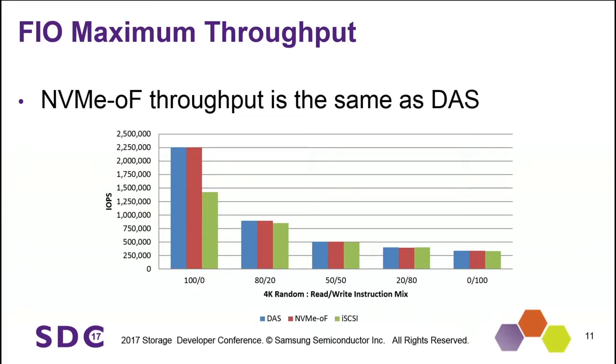And it's not for just one point case. We ran a whole bunch of use cases from 100% read to 100% write with every mix in between. And we have three columns here. The blue is DAS, direct attached storage. The red is NVMe-over-Fabrics, and the green is software iSCSI. And what you see is across the board, NVMe-over-Fabrics doesn't add any tax. There is no tax due to NVMe-over-Fabrics on the throughput performance of the SSDs itself. iSCSI, of course, has a tax.